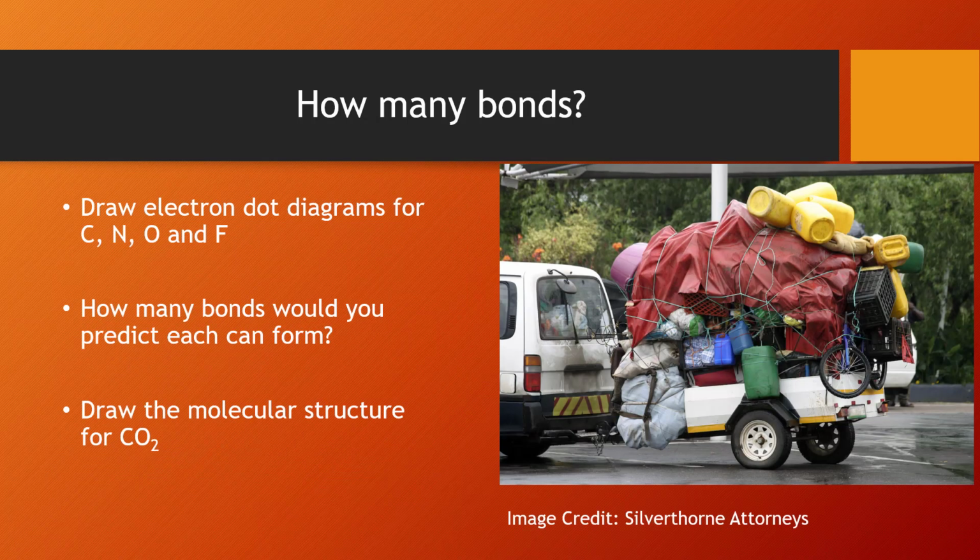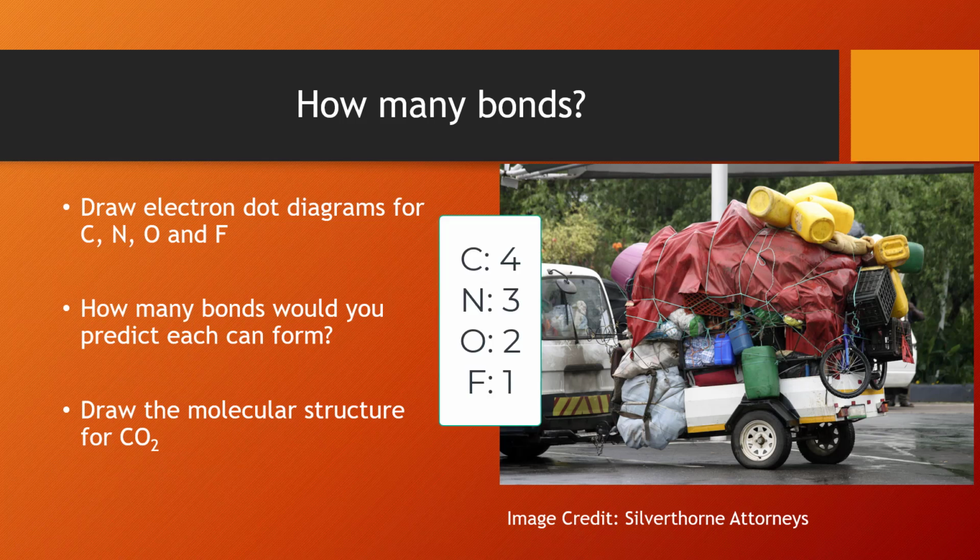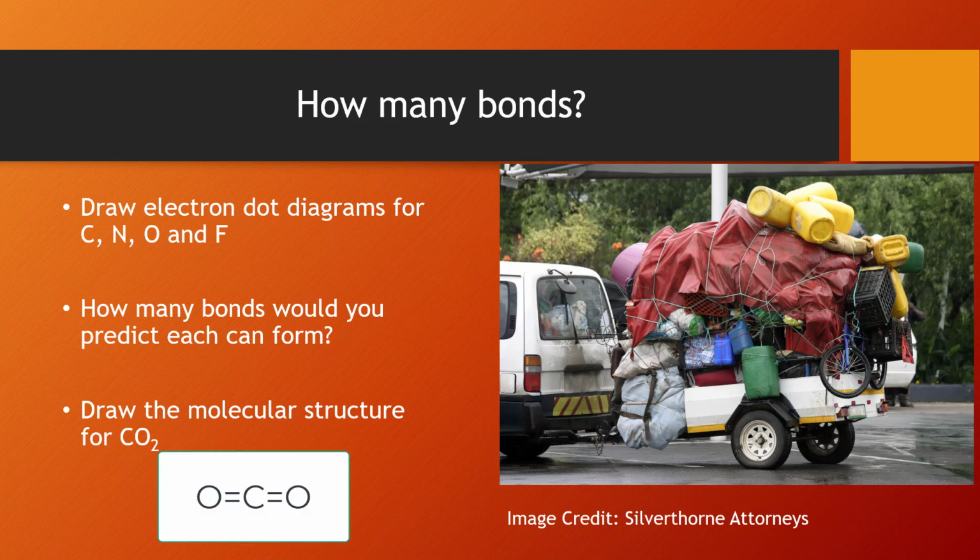So draw the electron dot diagrams for carbon, nitrogen, oxygen, and fluorine. Predict how many bonds each should form, and then draw the molecular structure for CO2. What you might notice is you have 2 oxygen there and 1 carbon. How do you get a total of 4 bonds?